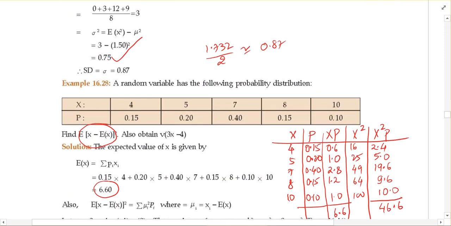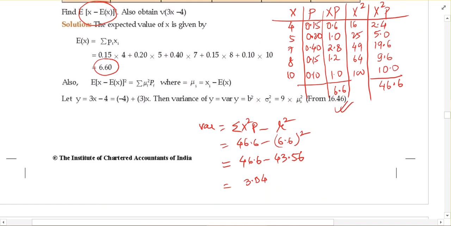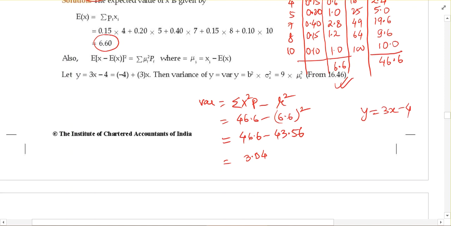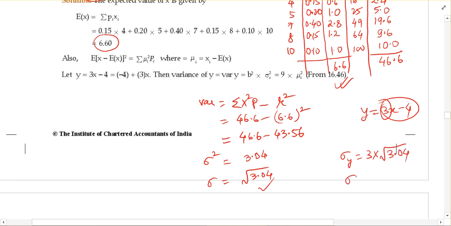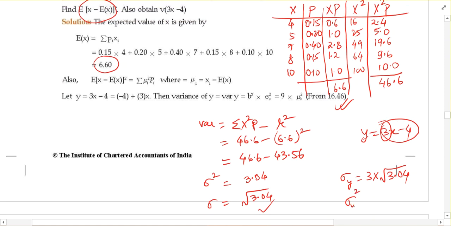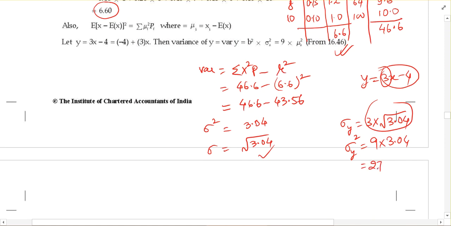Now it is asking something else also. Also obtain variance of 3x minus 4. So y is equal to 3x minus 4. Standard deviation will be what? Sigma square is 3.04. So sigma will be root of 3.04. Standard deviation of x is root 3.04. So standard deviation of y will be 3 times root 3.04. So variance will be what? Sigma square y will be square of this. So 9 into 3.04, that is 27.36.